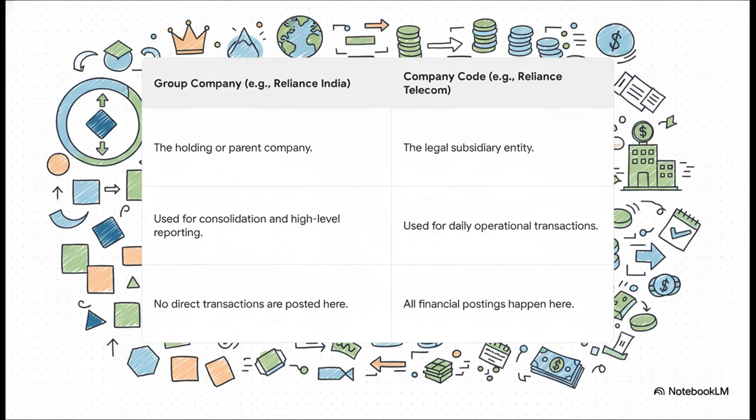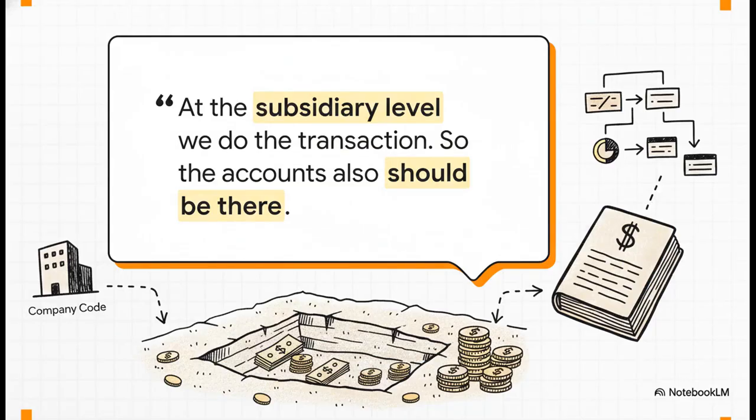But the company code, that's where the action is. That's the actual legal company, the subsidiary on the ground, making sales, paying bills, every single financial transaction. It happens right there, at the company code level. And this quote really nails it. It's saying, look, all the real business, all the transactions, they happen at the subsidiary level. So it just makes sense, right? The bank accounts, the sales accounts, everything has to live there too, inside that company code.